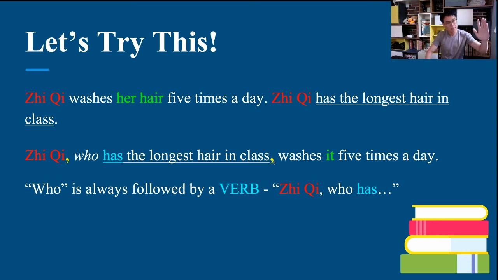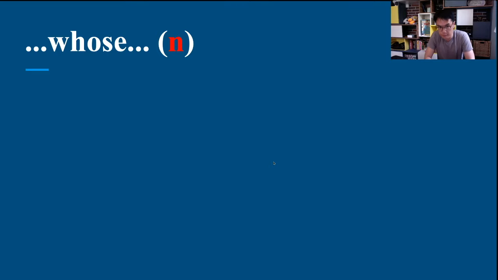So Ziqi, who has the longest hair in class, washes it 5 times a day. Alright? Very good. Next, whose. And you'll notice in the brackets the letter N, which stands for the noun. Alright? So whose pairs with a noun.